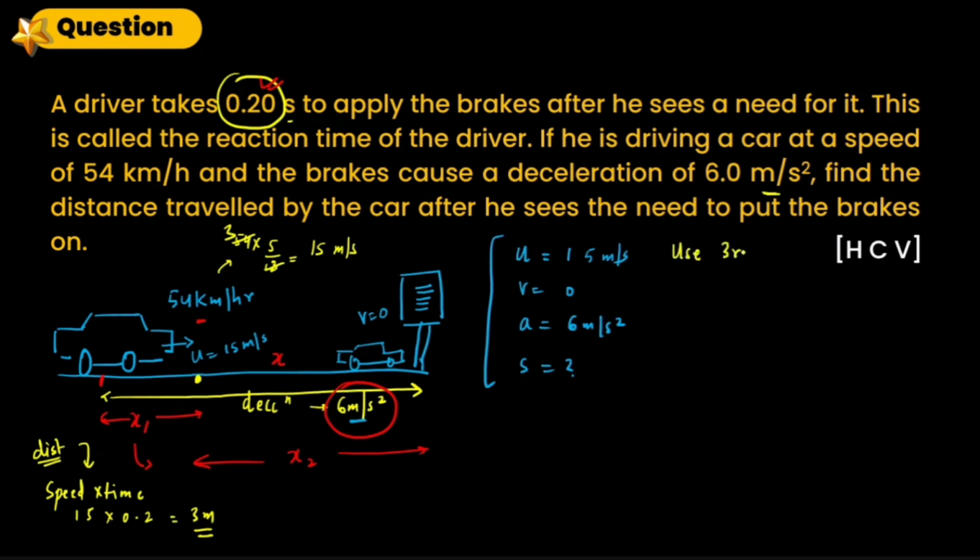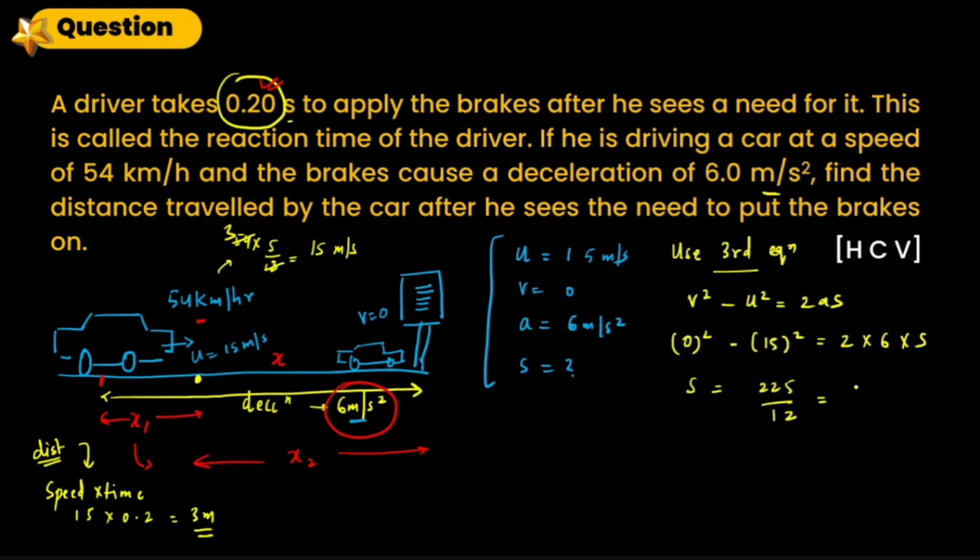We'll use the third equation of motion, because that is where v square minus u square is equal to 2aS. So v square is 0, u is 15, so 15 square, and twice a, that is 6, into S. So S is the displacement. S is going to be 225 by 12.